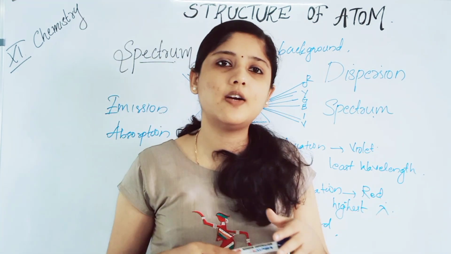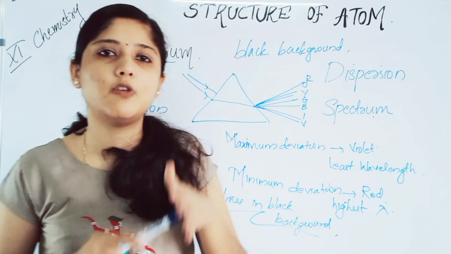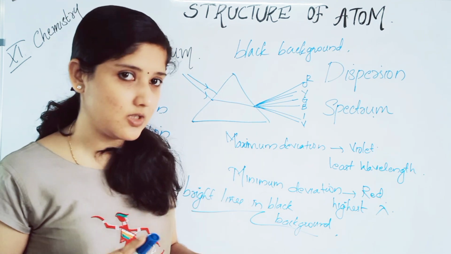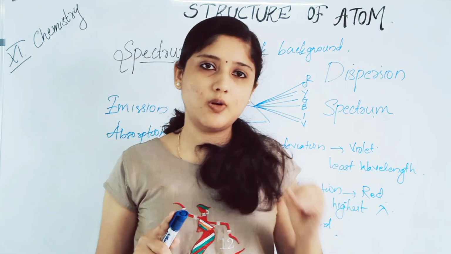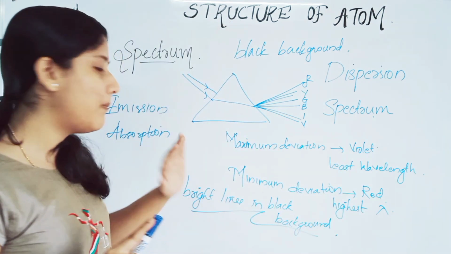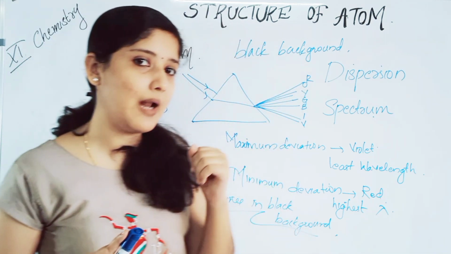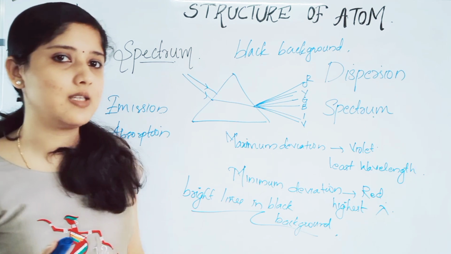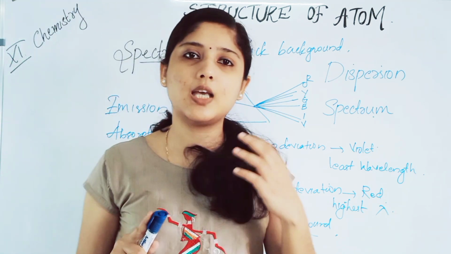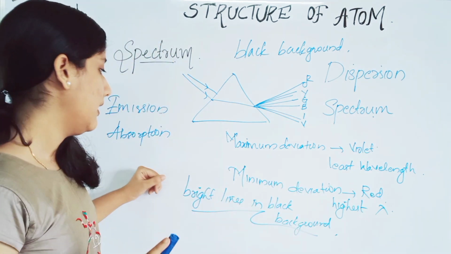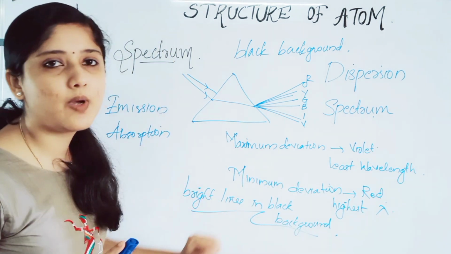When the excited radiations are passed through a prism, there occurs a splitting of light. We will obtain a spectrum, and in that it will be what? In a black background, there will be bright lines. Imagine that in a black background there will be bright lines, and that spectrum is called emission spectrum.